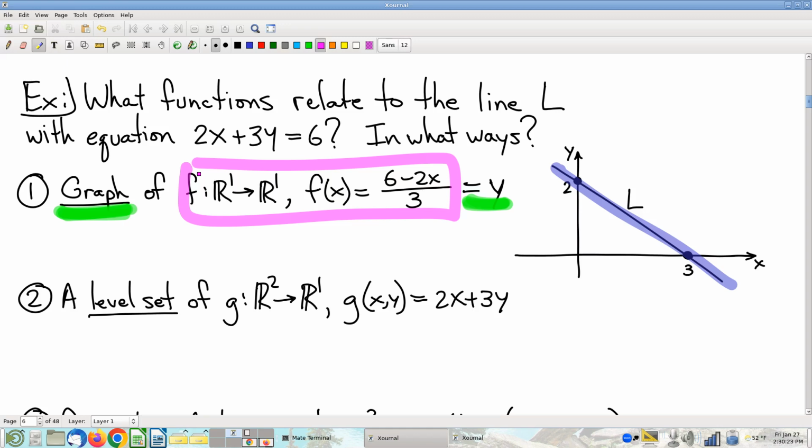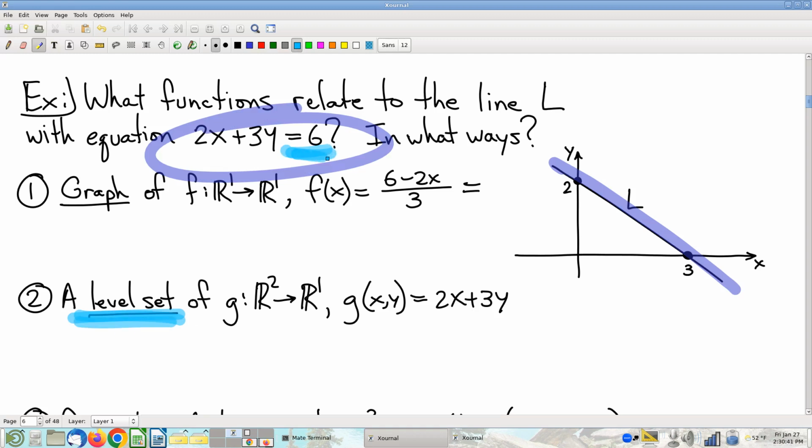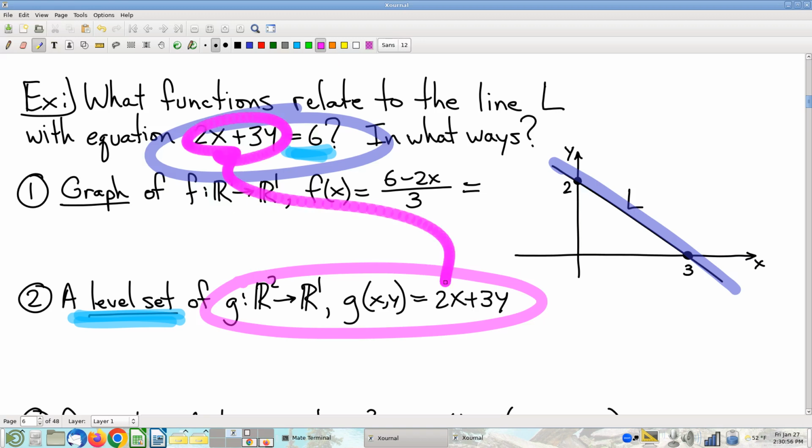So this picture is a graph. Here's the thing. It's also a level set. Same picture, a level set. This is even easier to see because this, as written, is already written as a level set, right? I've already got it in the form of some function equals a constant. Equals a constant means level set. So I don't even have to do algebra to realize this as being a level set. It's a level set of that function. Same line.